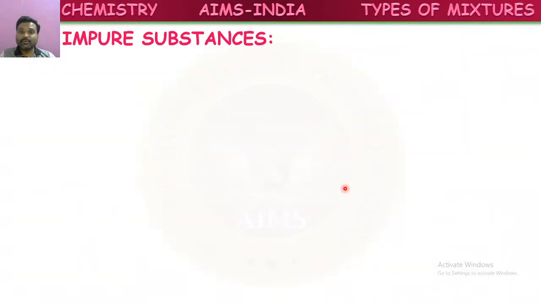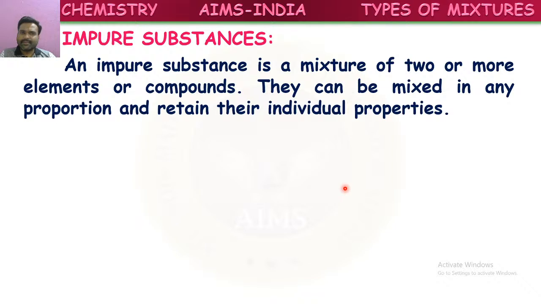Next, about impure substances. An impure substance is a mixture of two or more elements or compounds. They can be mixed in any proportion and retain their individual properties. As we said, a pure substance is either an element or a compound. If these elements or compounds mix, one or more than two, then that becomes a mixture.